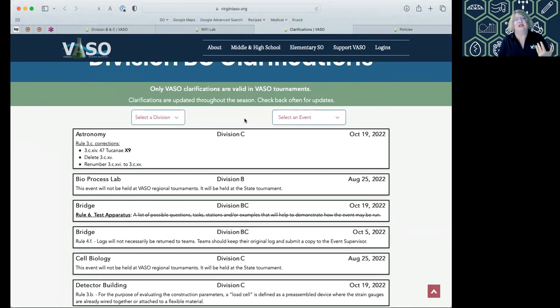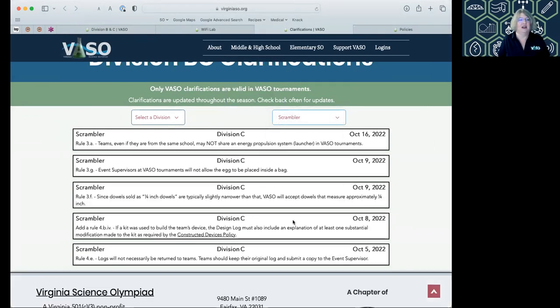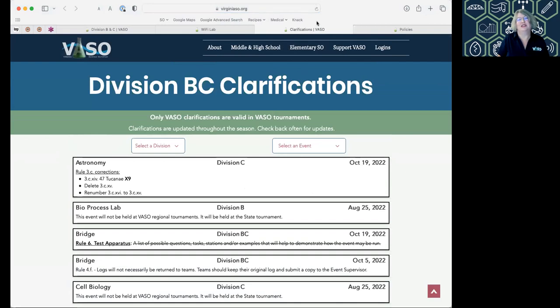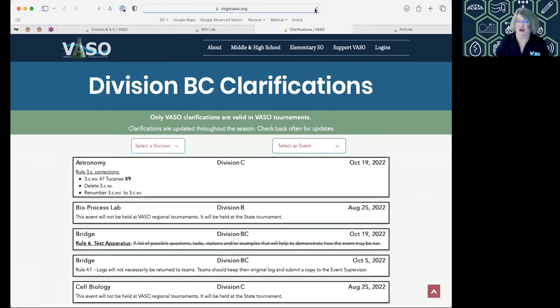You can see this page is under the middle and high school, so it has all of them on there. You can choose just one event if you want. And if you don't like the event, you could just reset the page. You could choose all the Division B clarifications. So it's all there. Please look at them.